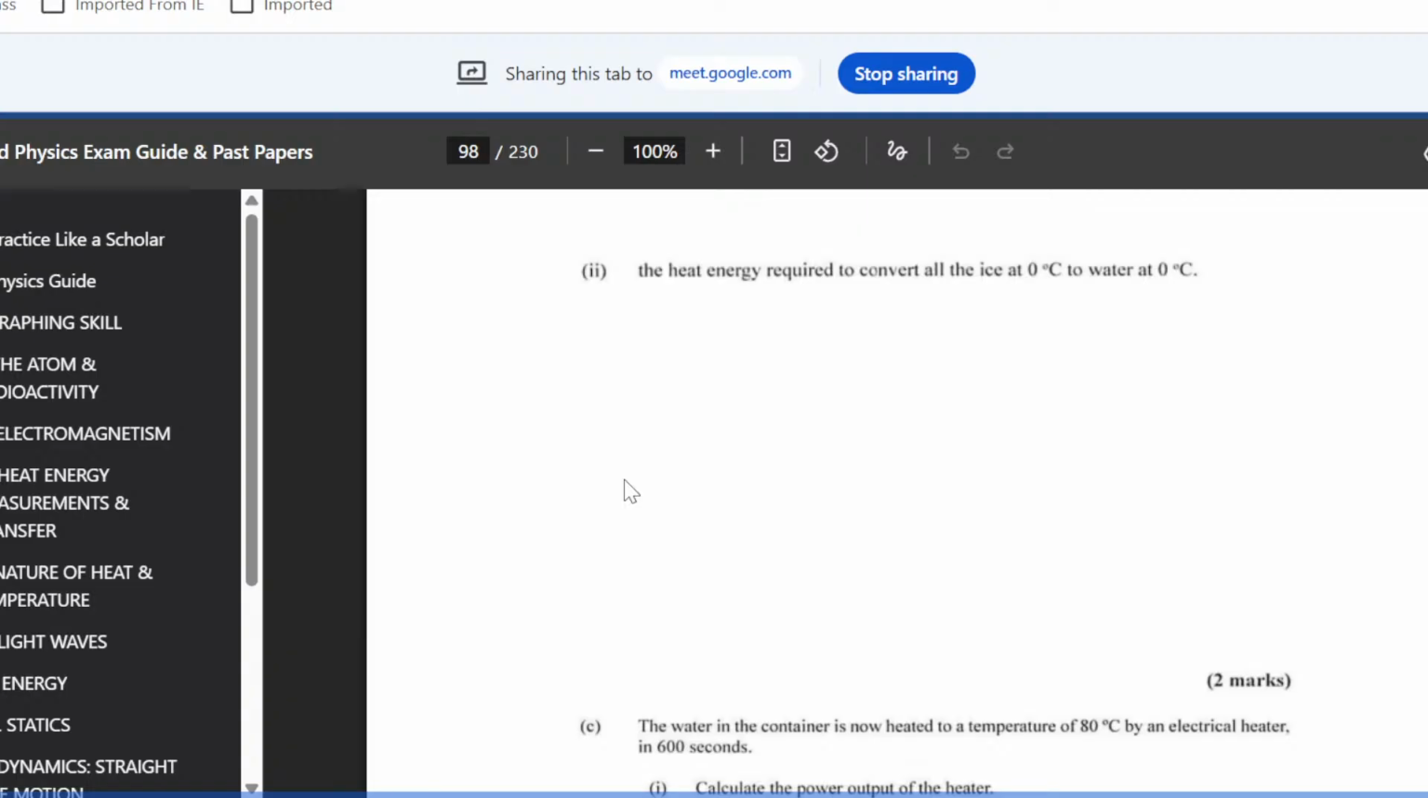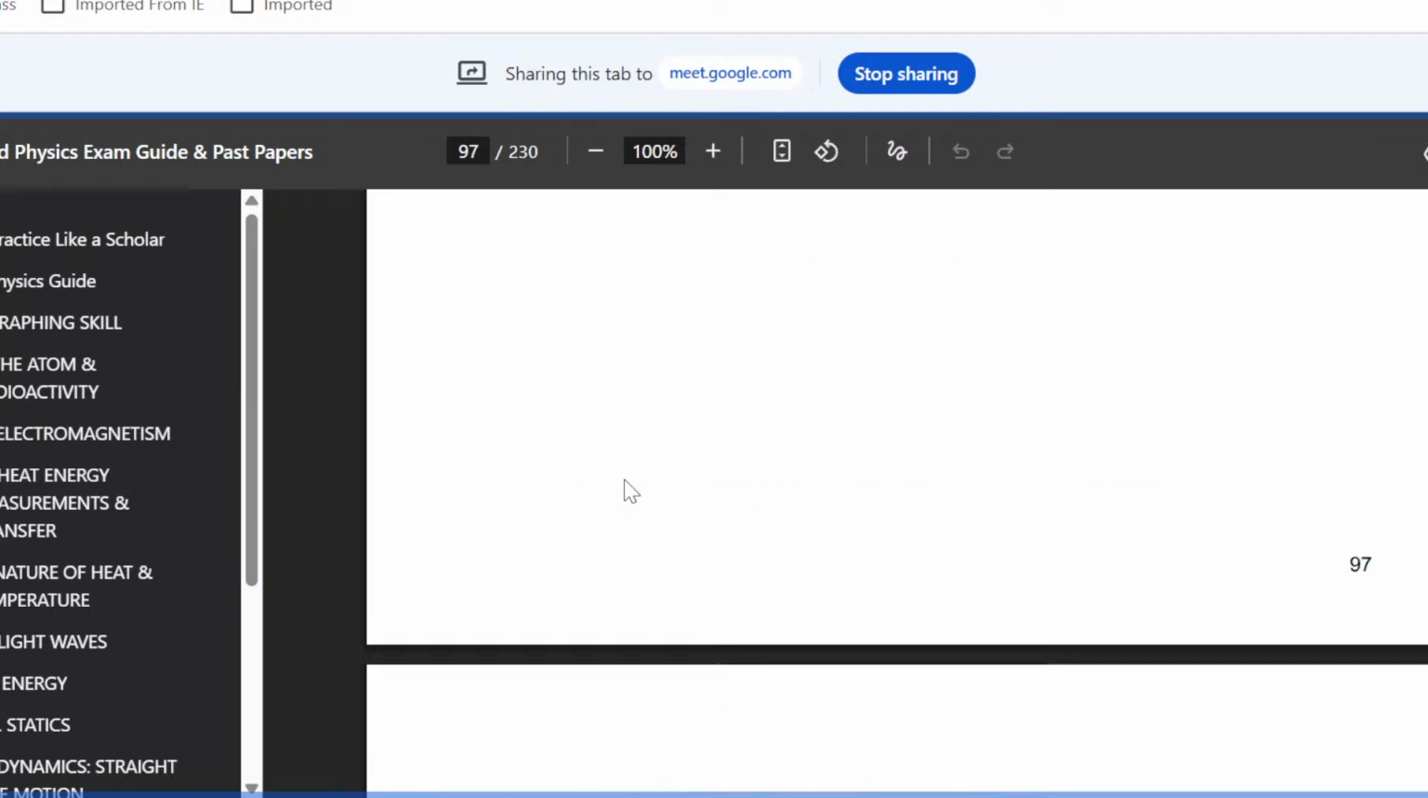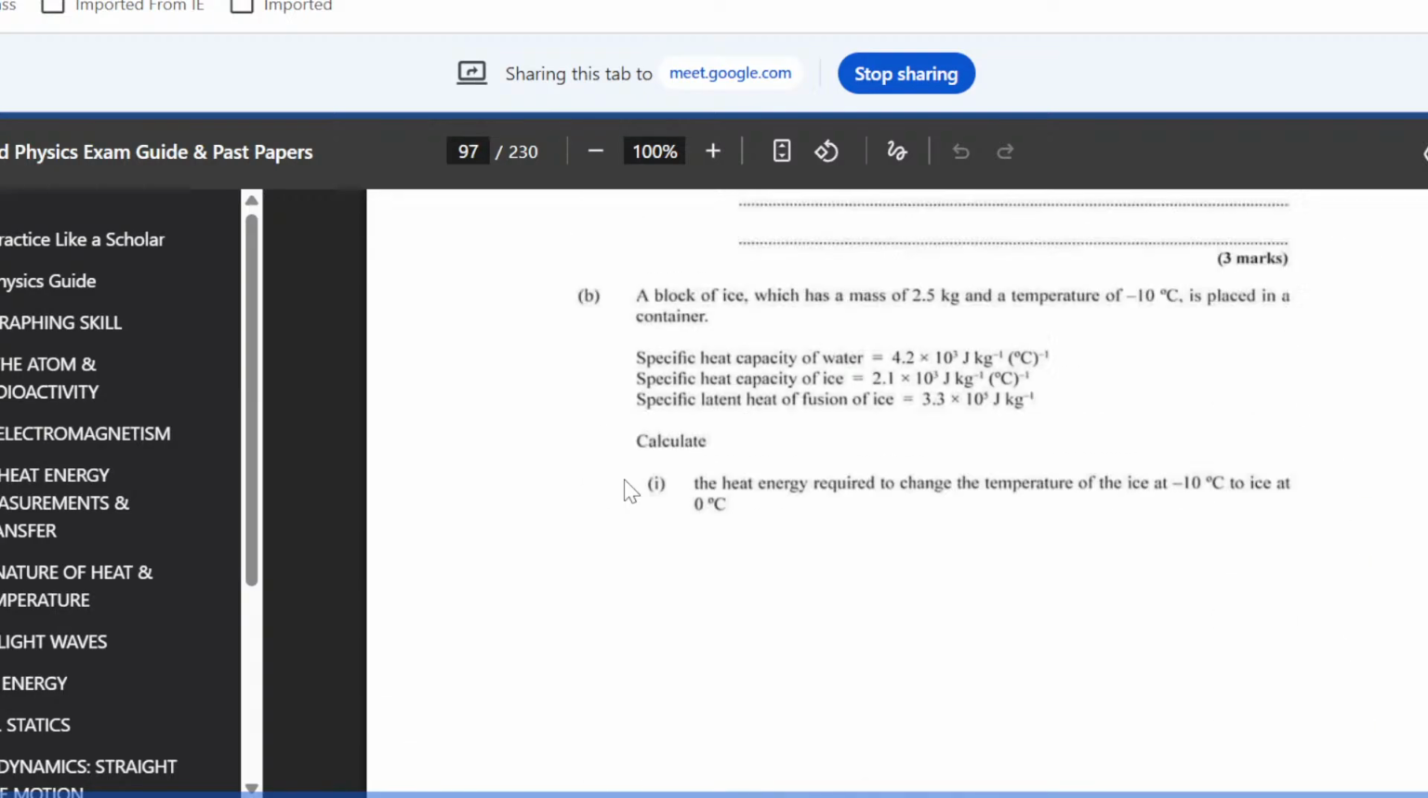So how would you determine the heat energy required to convert all the ice at 0 degrees to water at 0 degrees? Latent heat of fusion of ice. Not latent heat of vaporization, of fusion. So that's mL f.